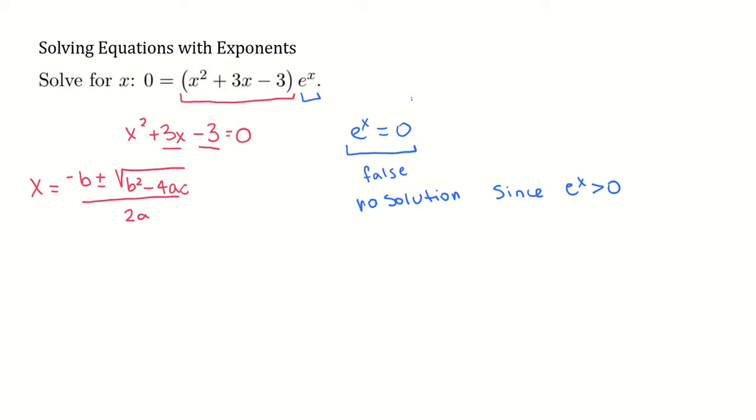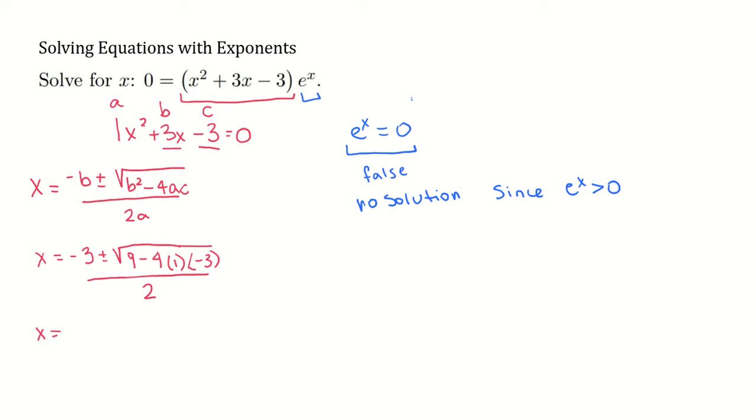Where a is the coefficient of x squared, which would be 1, b is the coefficient of x, which is 3, and c is the constant term, which is negative 3. So plugging those into the quadratic formula, we get x equals negative 3 plus or minus the square root of 3 squared, which is 9, minus 4 times a, which is 1, times c, which is negative 3, all over 2a, which is all over 2 times 1, so 2.